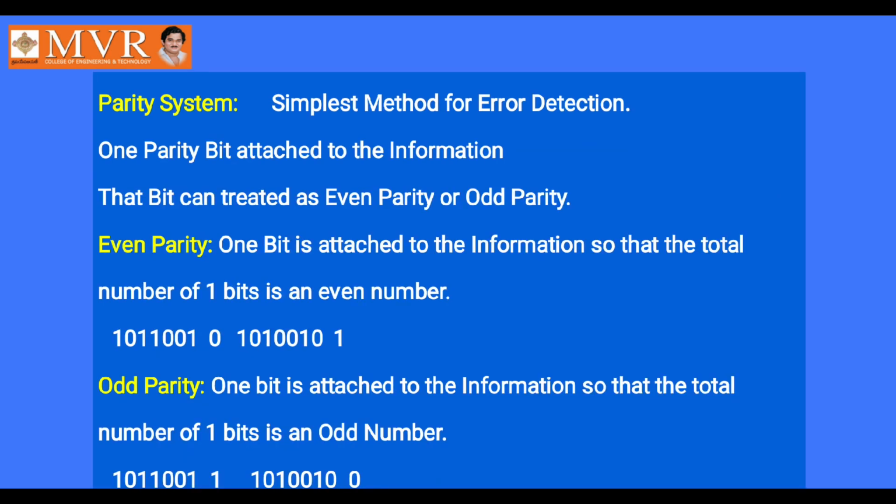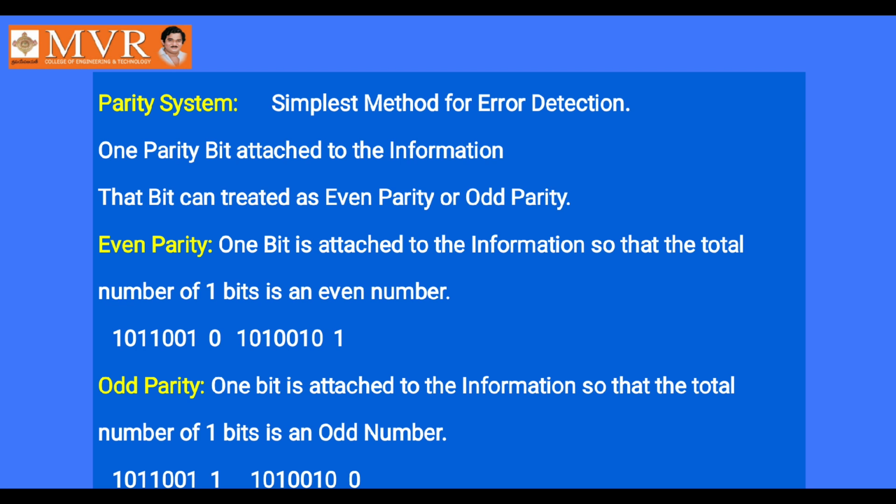This parity system is the simplest method for error detection, as I told you. One parity bit is attached to the information, as we have discussed previously. In this slide, we have taken an example. The bit that we are attaching to the information can be treated as even parity or odd parity. It may be either even or odd, anything we can follow. But the method the sender is following must be known to the receiver. Whether even parity or odd parity, whatever method is being followed by the sender should be known to the receiver to check.